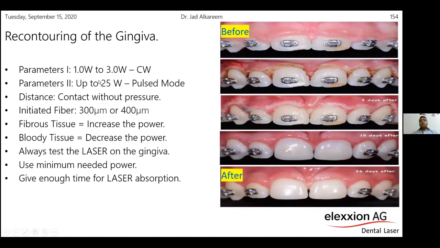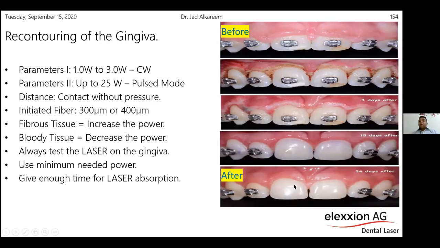So the parameters were also 1 watt up to 3 watt for a continuous wave, and for the pulsed wave you can use up to 25 watt. The application was in contact and without pressure, of course. The fiber was initiated, it was 300 or 400, and it is used in the same way as we mentioned before. If the gingiva is more fibrous, then you increase the power, and if it is more bloody or more dark and rich in hemoglobin, at that part you need to decrease the power.